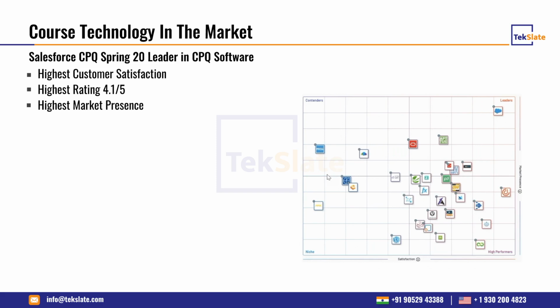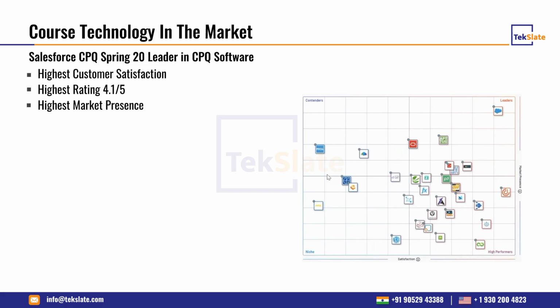How is Salesforce CPQ at the market level? What is the rating? If you notice, Salesforce CPQ is in the top leader position. These are all CPQ tools, but Salesforce CPQ is in a top position. Why? Because of the highest customer satisfaction. It gives flexibility to customers. They can customize whatever they want, and it also has a very easy automation process. It also has the highest rating, 4.1 out of 5.